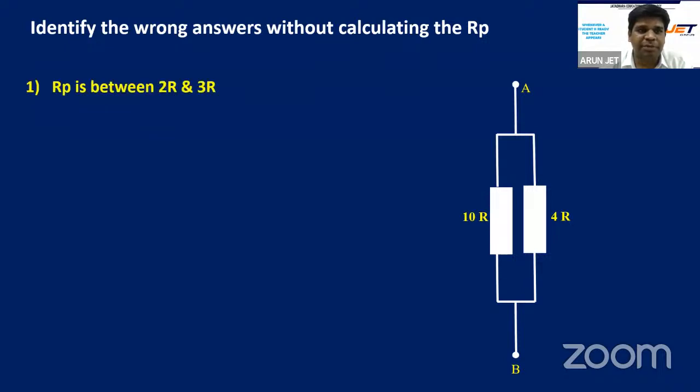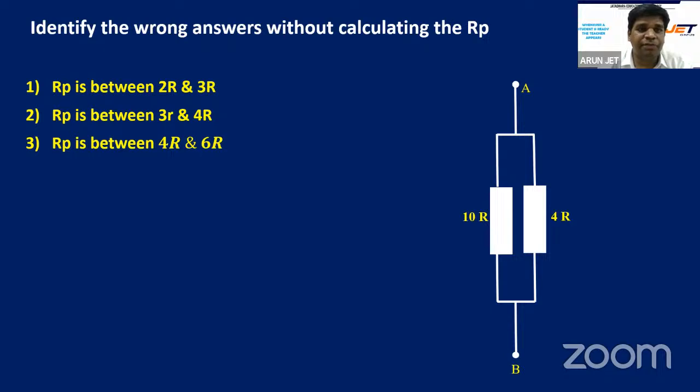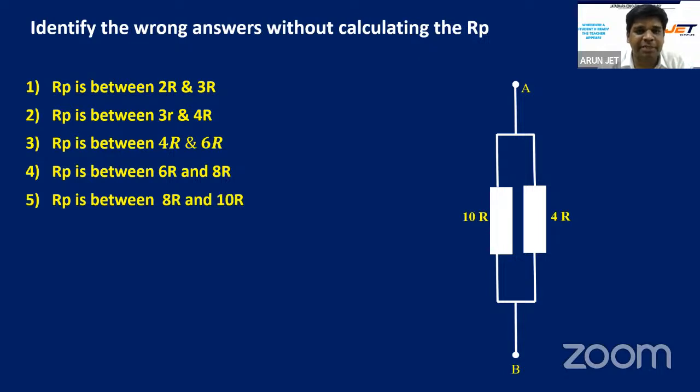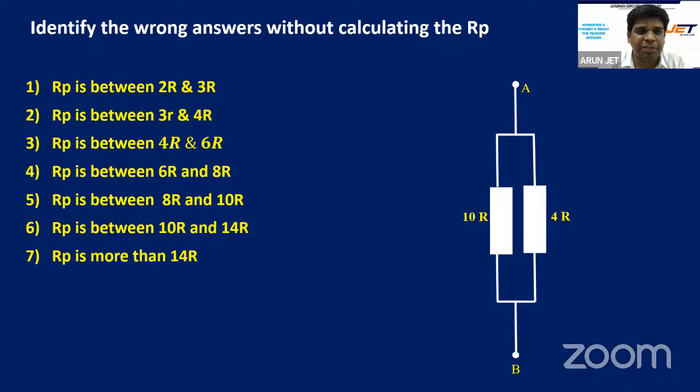RP is between 2R and 3R. It could be 2.5 or something like that. RP is between 3R and 4R. That's supposed to be capital R. That's okay. RP is between 3R and 4R. Is that possible? RP is between 4R and 6R. RP is between 6R and 8R. RP is between 8R and 10R. RP is between 10R and 14R. RP is more than 14R.